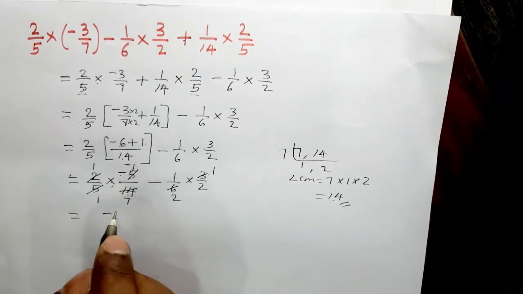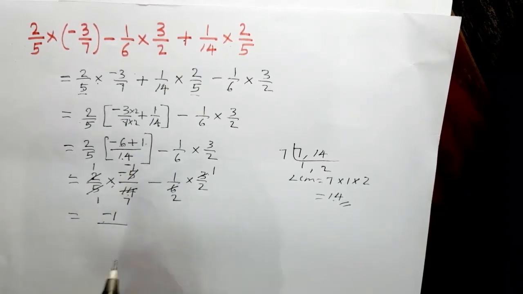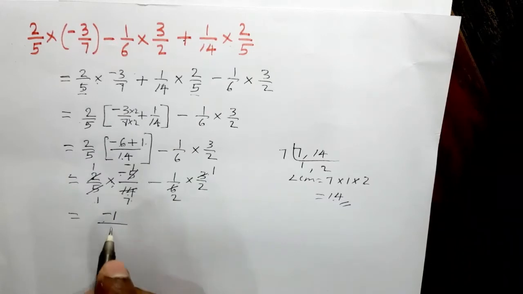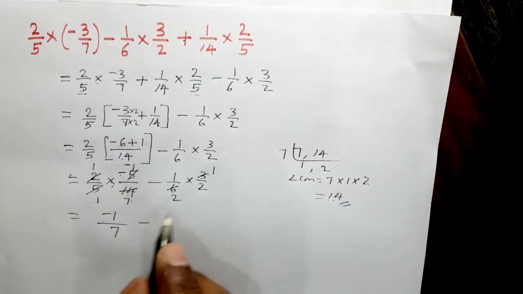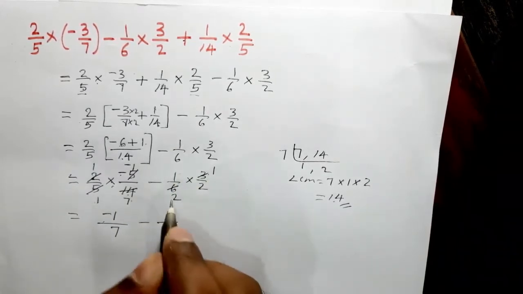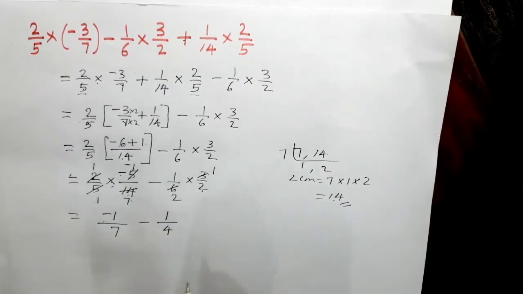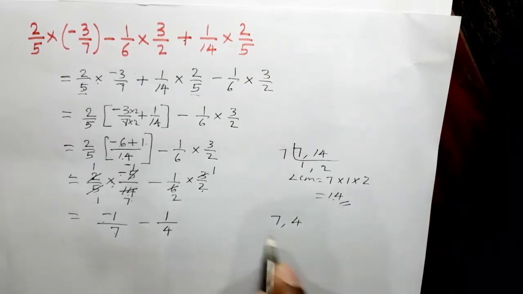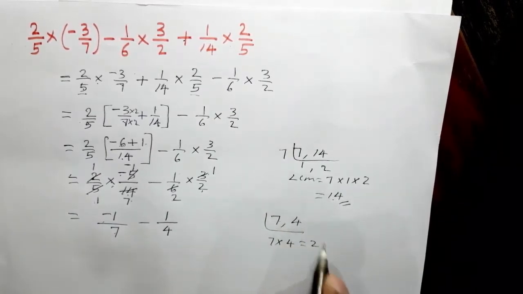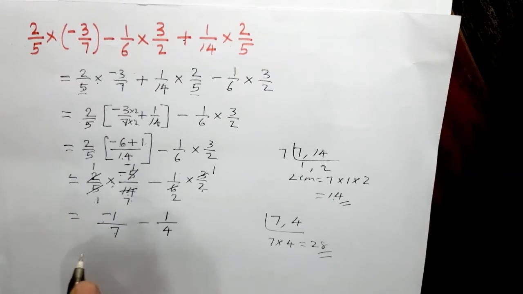1 into minus 1 is equal to minus 1 divided by 1 into 7 is equal to 7 minus 1 into 1 is equal to 1. 2 into 2 is equal to 4. So we got here 7 and 4. We need to equalize the denominator by finding the LCM. So 7 and 4, there is no common factor. In such cases we multiply 7 into 4 is equal to 28. So we got the denominator 28.